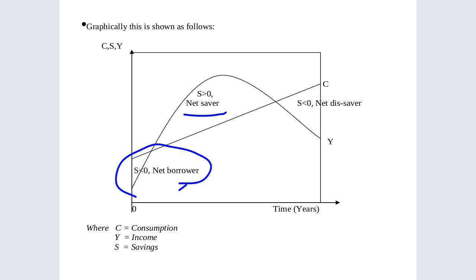So the net dissaver simply means that the individual is now consuming from whatever was saved during this part here, when income was more than consumption. So when the income is more than consumption, the individual is saving here. Once the income goes below the consumption part, the individual consumes whatever he had saved.